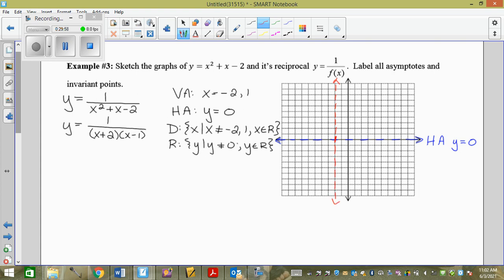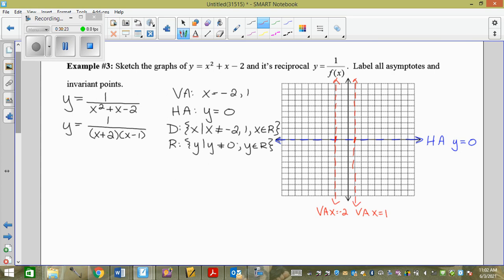And then my other one's at 1. So I go to 1, do a dashed line, and follow it up. Pretend those are straight. Now I can sketch it without my invariant points.